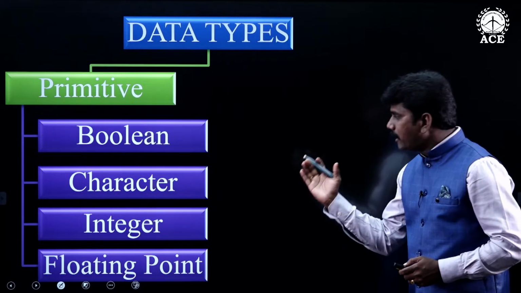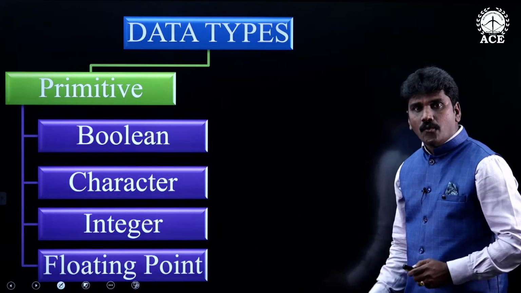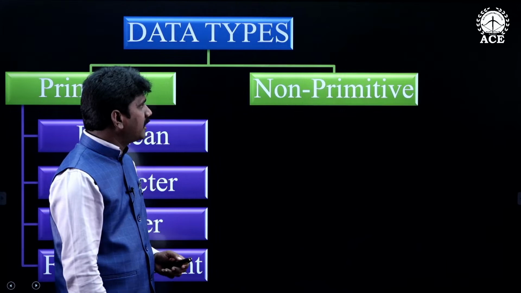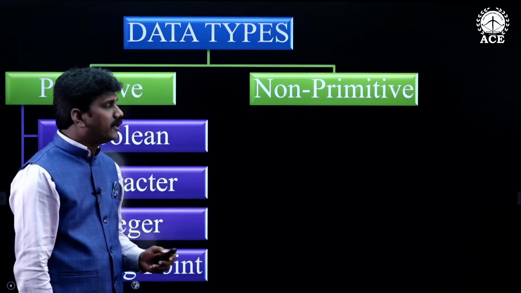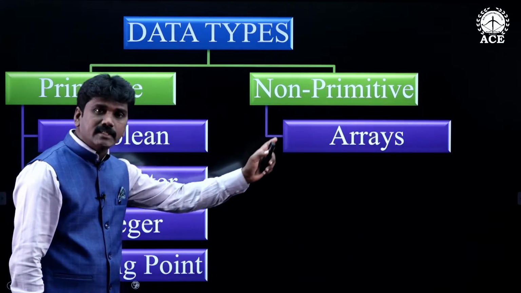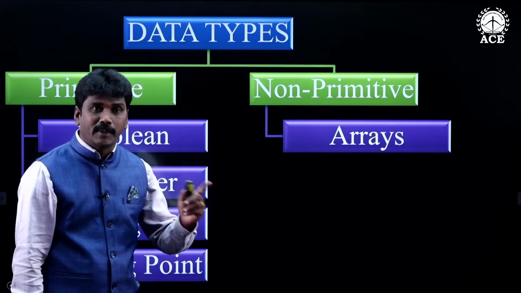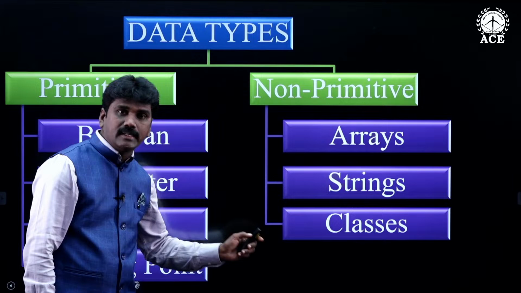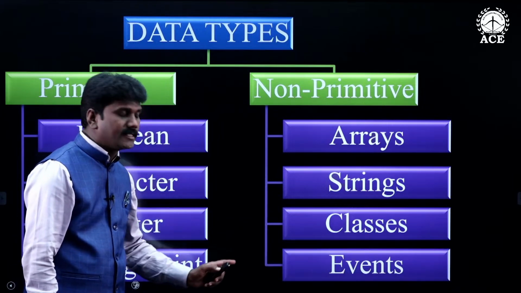Similarly, apart from the primitive data types, we have the non-primitive data types also. Let us see what the non-primitive data types are. The first one is arrays. Arrays are non-primitive. Second one, strings. Third one, classes, and also the events.